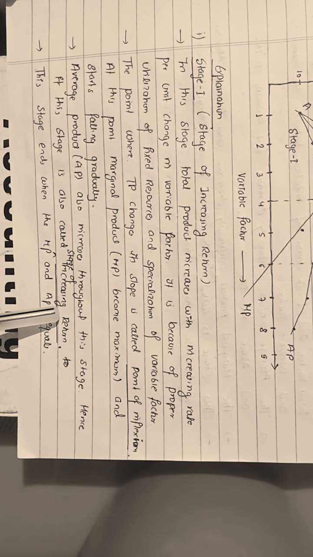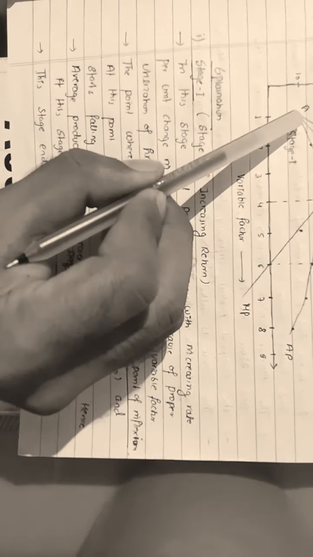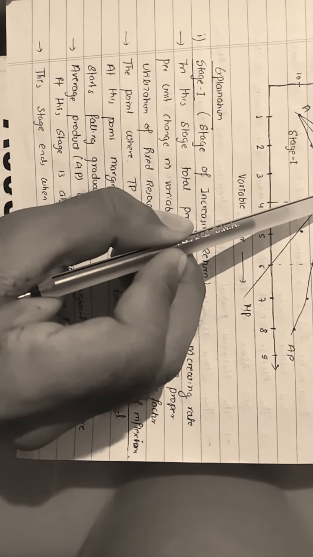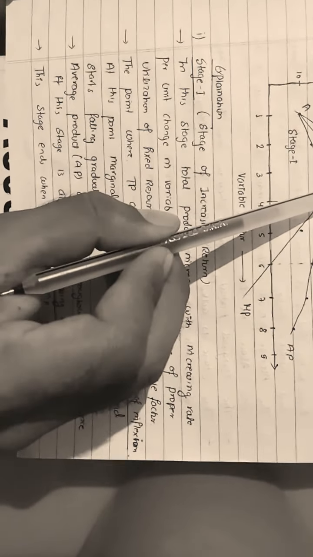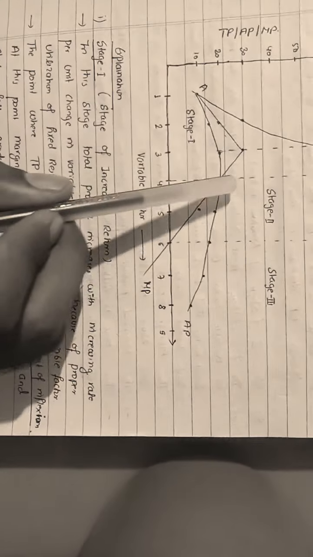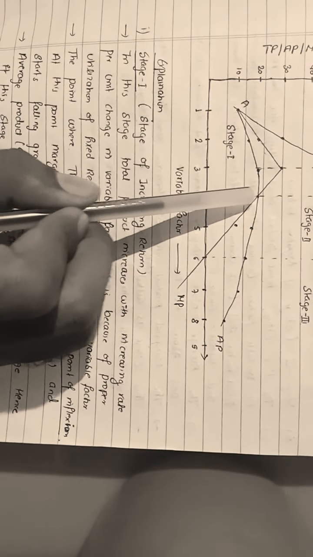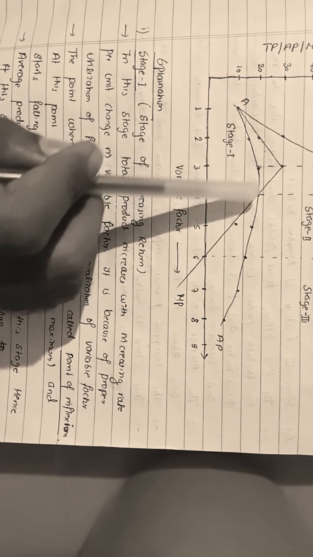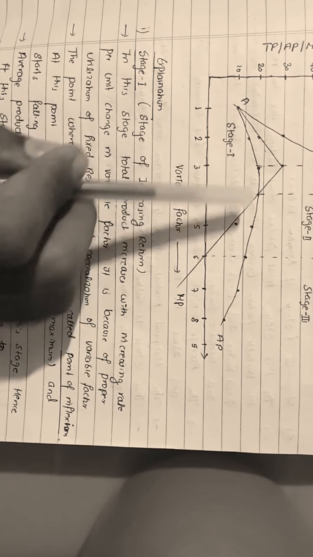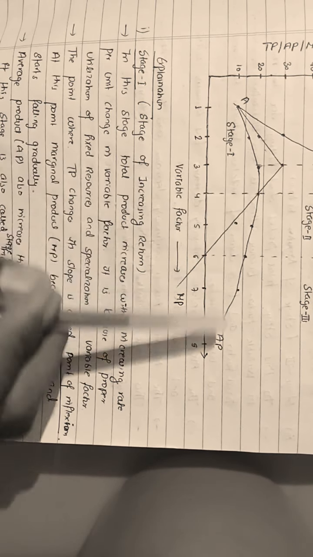Why is this stage called the stage of increasing returns? This stage is called the stage of increasing returns because the average product remains increasing throughout this stage. In this stage, the average product becomes maximum, and then after, in the second stage, it starts falling. This stage ends when the MP and AP are equal. When the MP and the AP are equal, this is the point where the MP curve meets the AP curve. This point of intersection is the point where the AP and the MP are equal.